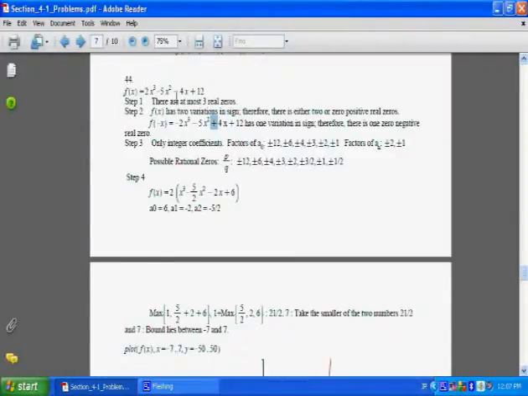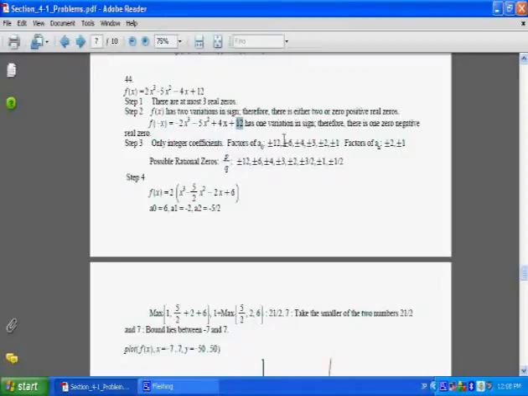Again, this is a function that has only integer coefficients, so you can use the rational zeros theorem to determine the potential rational zeros. In this case, you have to take the last term and the first coefficient, so that's 12 and negative 2. And 12 has a bunch of factors. It's going to be 12, 6, 4, 3, 2, or 1, all of them plus or minus. And as far as the negative 2, it's going to have factors of plus or minus 2 or plus or minus 1.